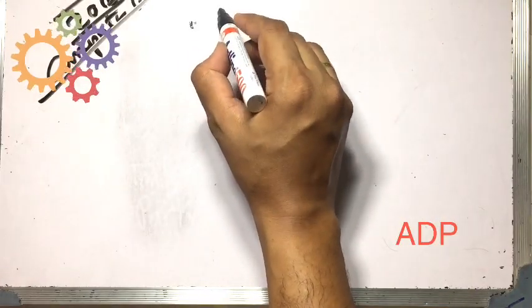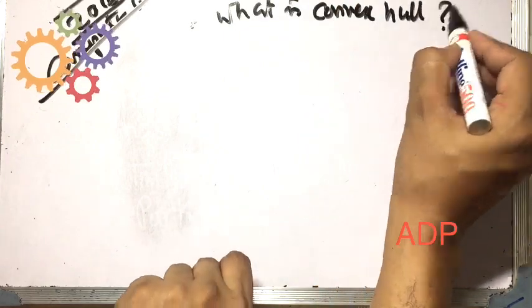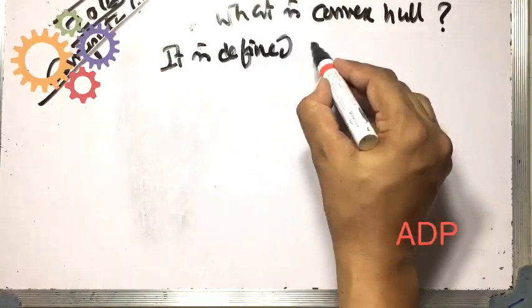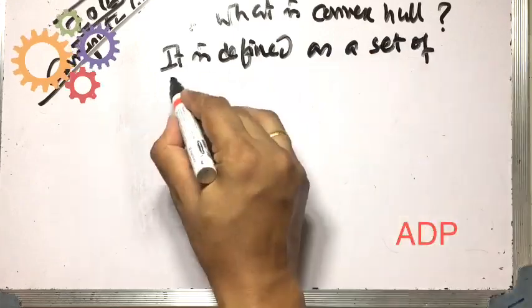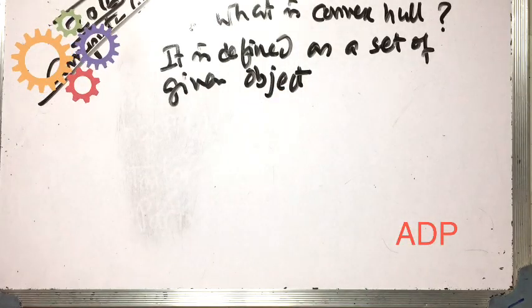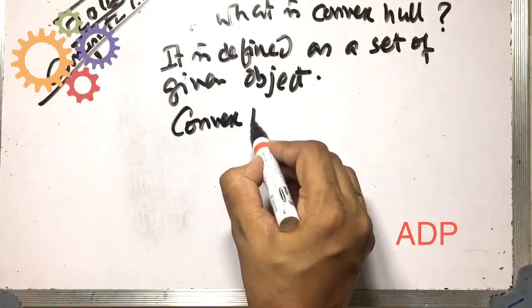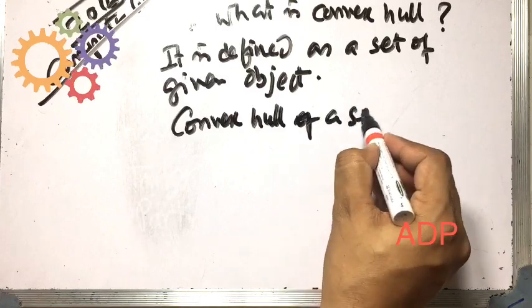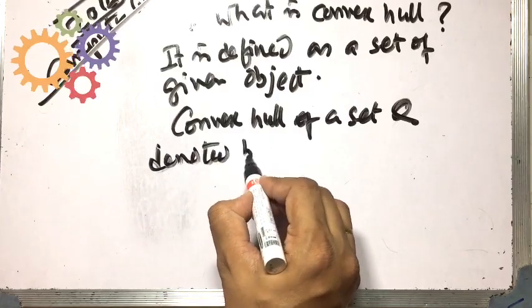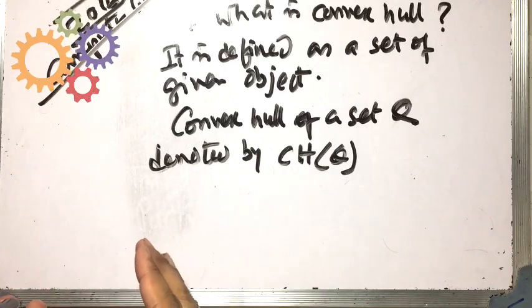Question number 1. What is convex hull? It is defined as a set of given objects. Convex hull of set Q, denoted by CH(Q).